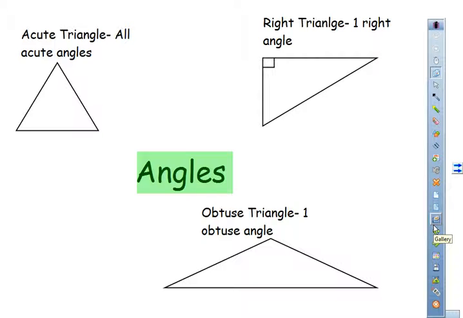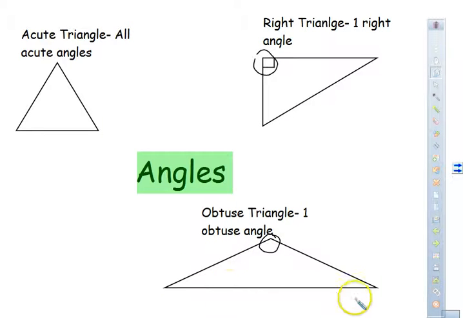Now for an acute triangle, all the angles are acute, meaning that they are less than 90 degrees. All three of them have to be. For a right triangle, only one right angle has to be present. So if there's a right angle, then done, it is a right triangle. And the same thing for an obtuse triangle, it only takes one angle to be obtuse, greater than 90 degrees. So in other words, if it has one obtuse, done.